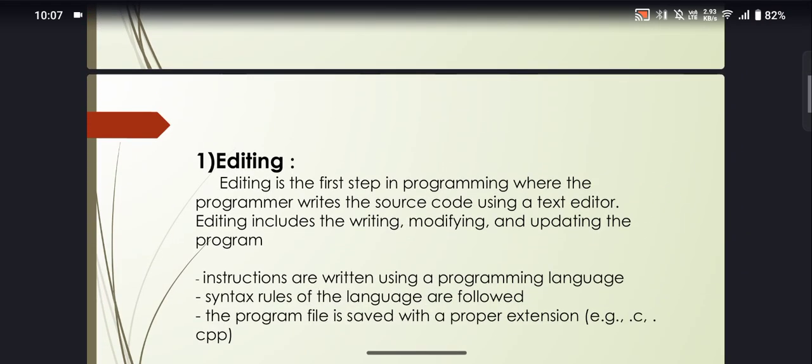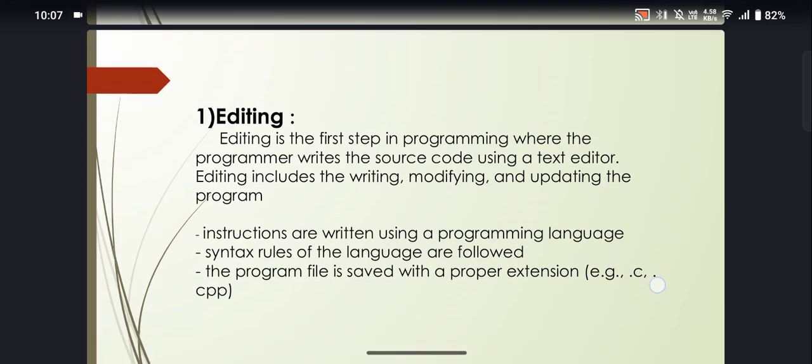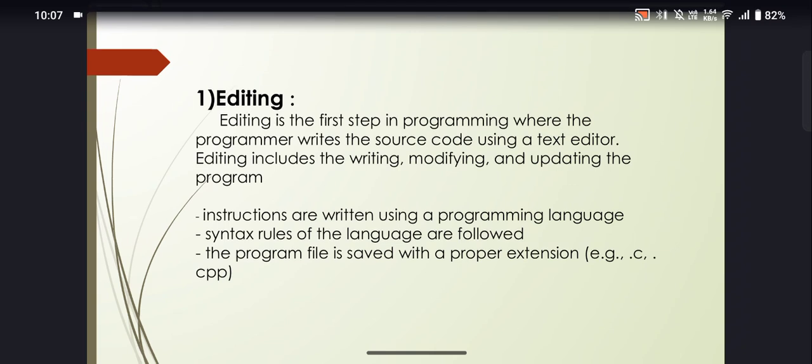In this process, editing is the first step in programming, where the programmer writes the source code using a text editor. Editing includes the writing, modifying, and updating the program. Instructions are written using a programming language. Syntax rules of the language are followed. The program file is saved with a proper extension, for example .c, .cpp, etc.